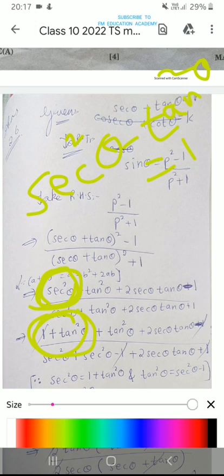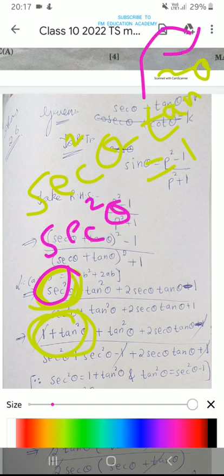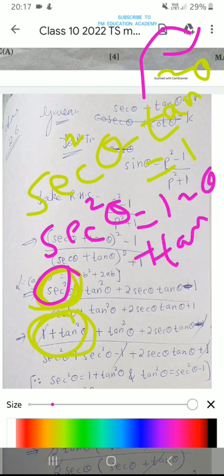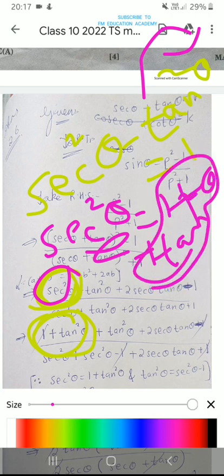So here what do I need? I need the secant square theta value, right? So send this tan square theta to that side. When tan square theta goes to that side, it becomes plus tan square theta. So in place of secant square theta, what can I write? 1 plus tan square theta. Now you got to know.